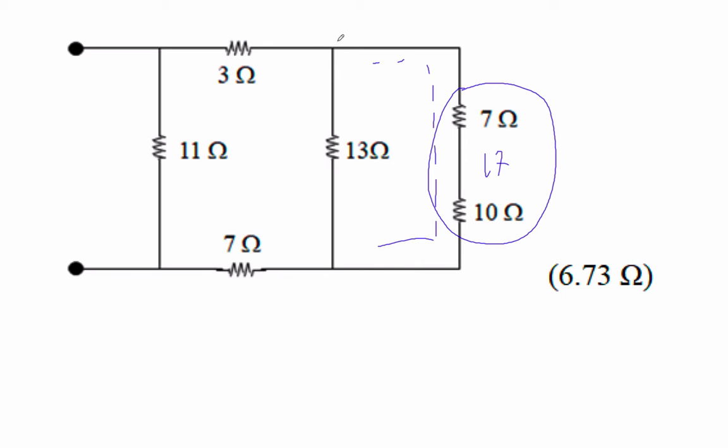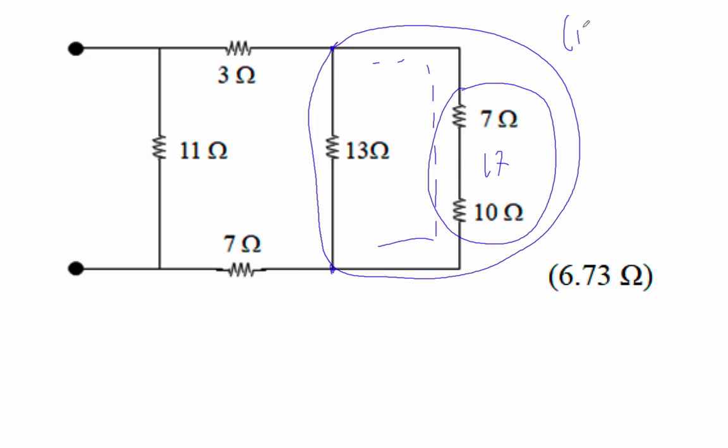And then we have here, if we go from here to here, if we look at from that spot to this spot, it's a 13 and a 17 in parallel, right? Okay. So that resistance is going to be 13 to the minus 1 plus 17 to the minus 1, and that is equal to 7.36 bar ohms, right?